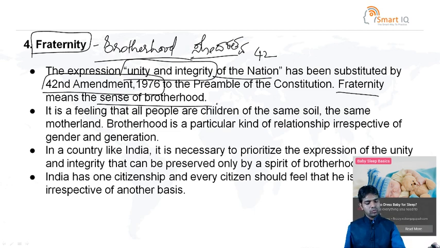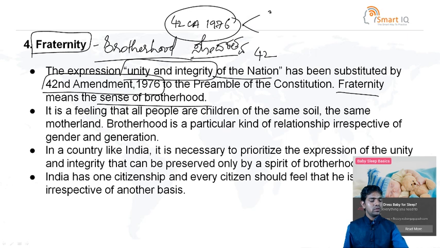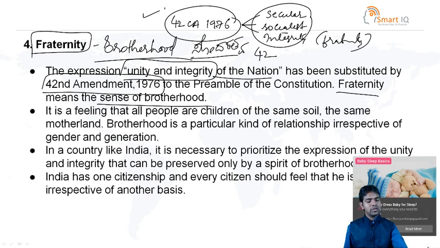One more point: in the 42nd Constitutional Amendment Act of 1976, three important words were added. That is secular, socialist, and integrity. It is important for the exam. Through the 42nd Constitutional Amendment Act of 1976, three important words were added to the preamble: secular, socialist, and integrity, that is, the unity and integrity of the nation.